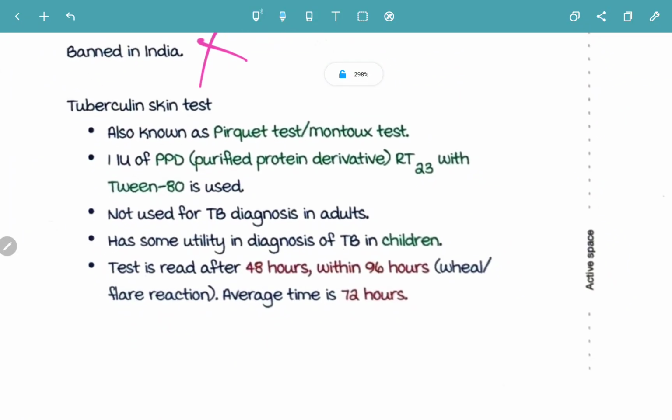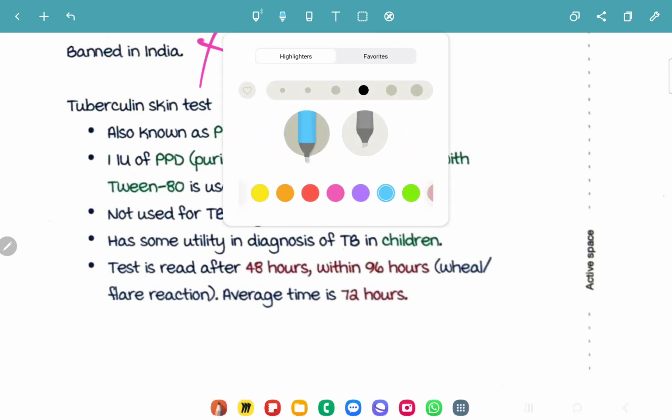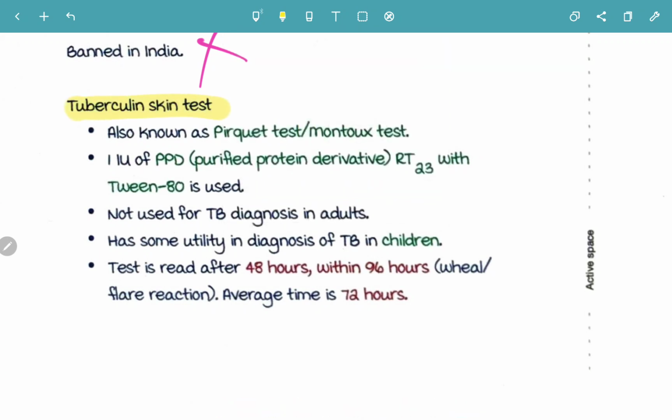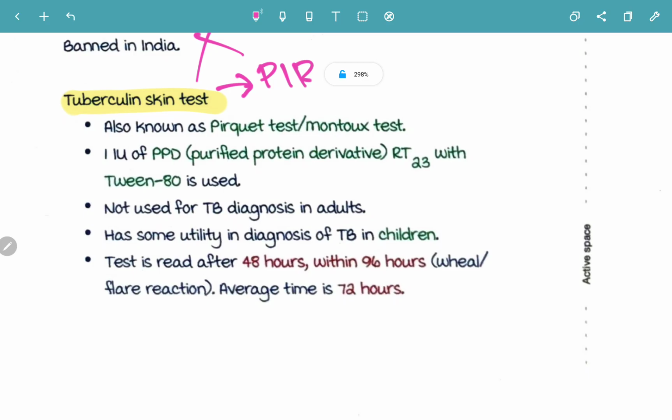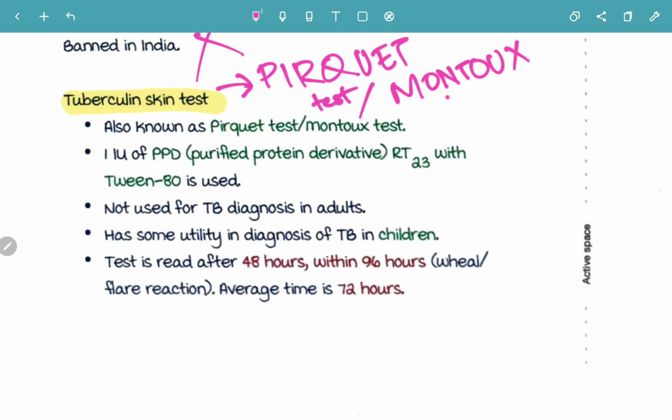So remember this test, very important one. That is your tuberculin skin test. So tuberculin skin test is otherwise known as an always favorite MCQ. What are the other names for the tuberculin skin test? So the tuberculin skin test is otherwise known as Pirquet test, or your Mantoux test. So Mantoux test, it's the tuberculin skin test. The other important name to be remembered is your Pirquet test.